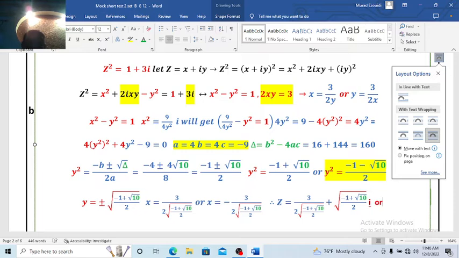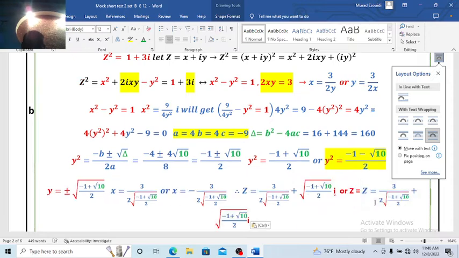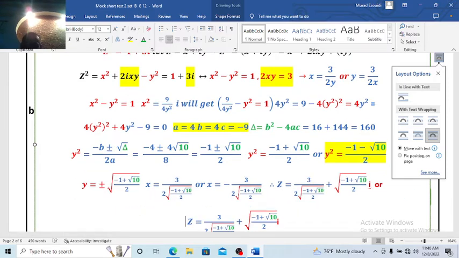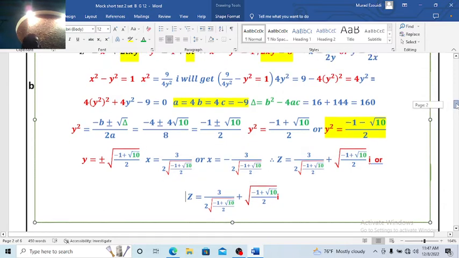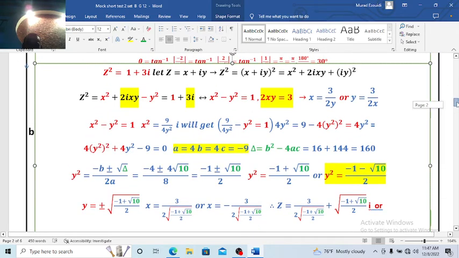Then, I will just press this one, z equal, enter. z equals 3 divided by 2 times the square root of minus 1 plus root of 10, all divided by 2, plus the square root of minus 1 plus root of 10 divided by 2 multiplied by i. So this is how you can solve this question. It's not easy and it's not difficult for you, okay? I wish you got the point.